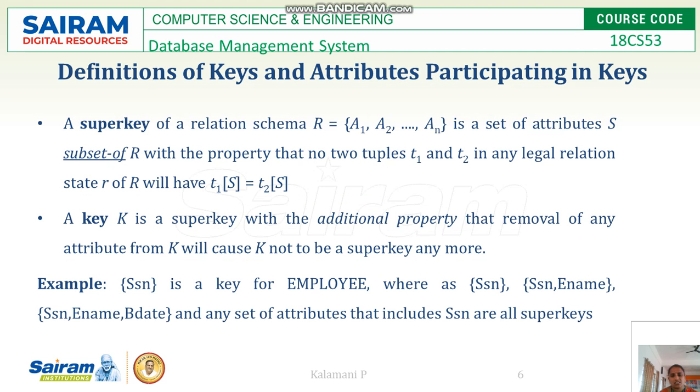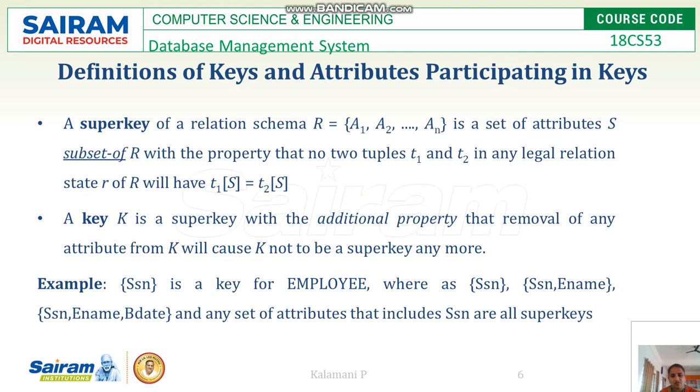Normalization is a step-by-step process, and each step is called a normal form. In order to define the normal forms, first we should know the different types of keys. Already we have discussed the different types of keys in the second module, like super keys, candidate keys, and all those things.